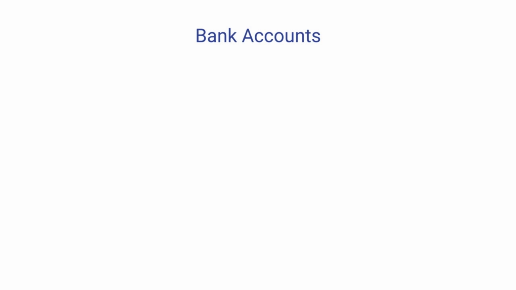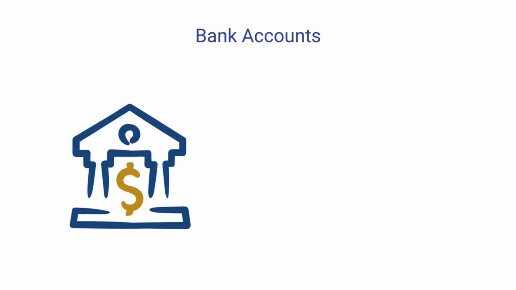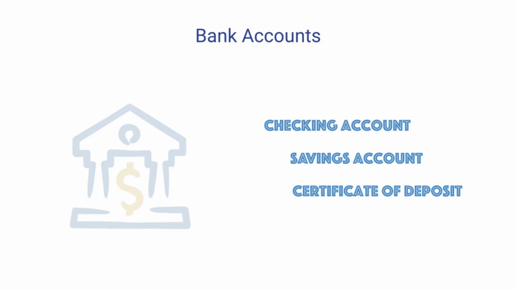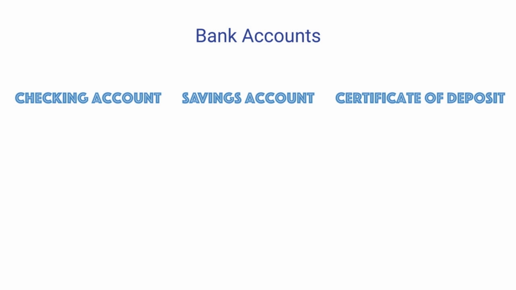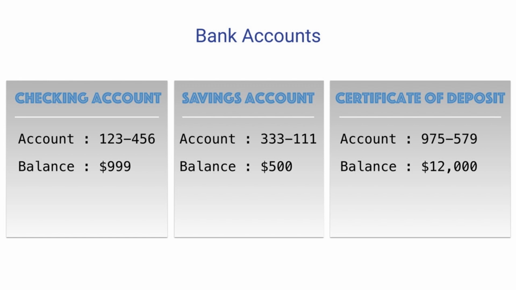Assume you're building a Java program that manages your bank accounts. You have three different types of accounts, and each has its own properties. They all share some similar information like the account number and the balance in them, but they all have different attributes as well. A typical checking account, for example, may have a credit limit.